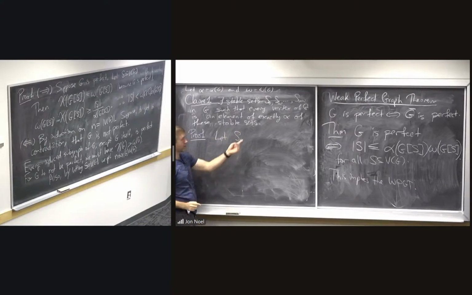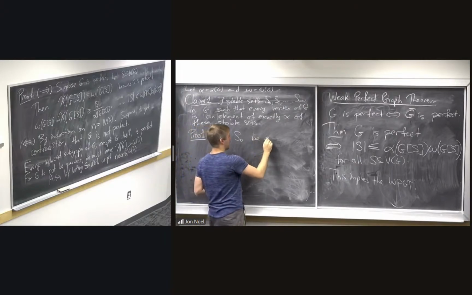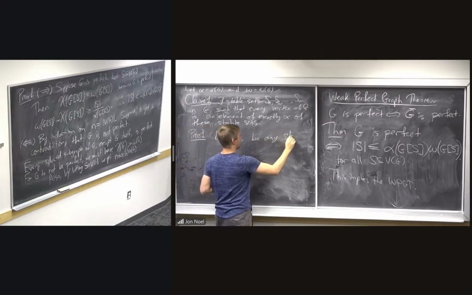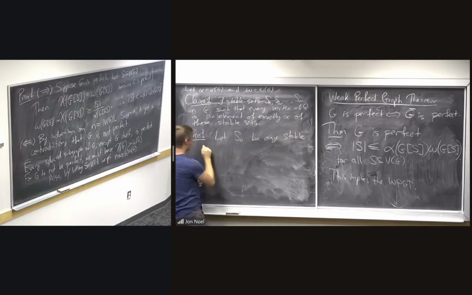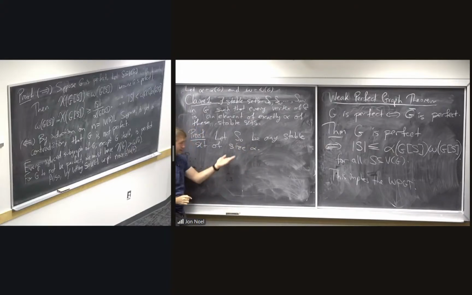I'm first going to pick my S0. And it's just going to be an arbitrary stable set of size alpha. So let S naught be any stable set of size alpha, which exists because alpha is the size of the biggest stable set. So there should be one of that size, right?